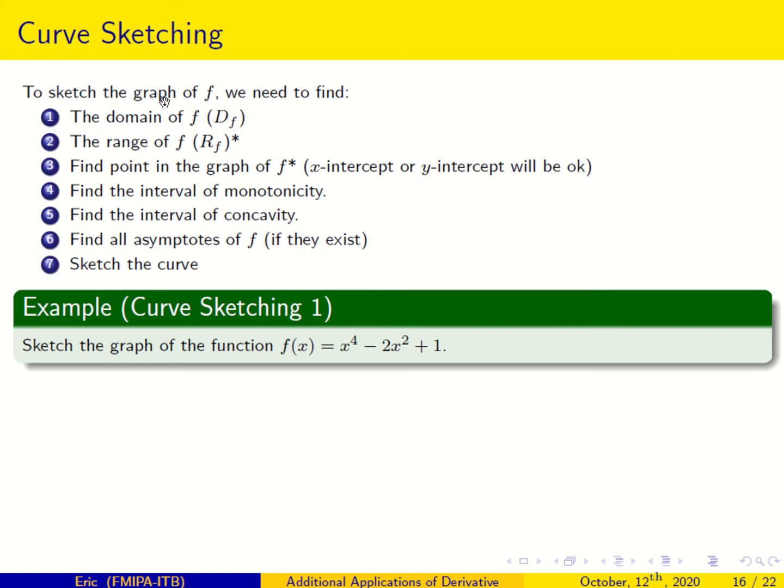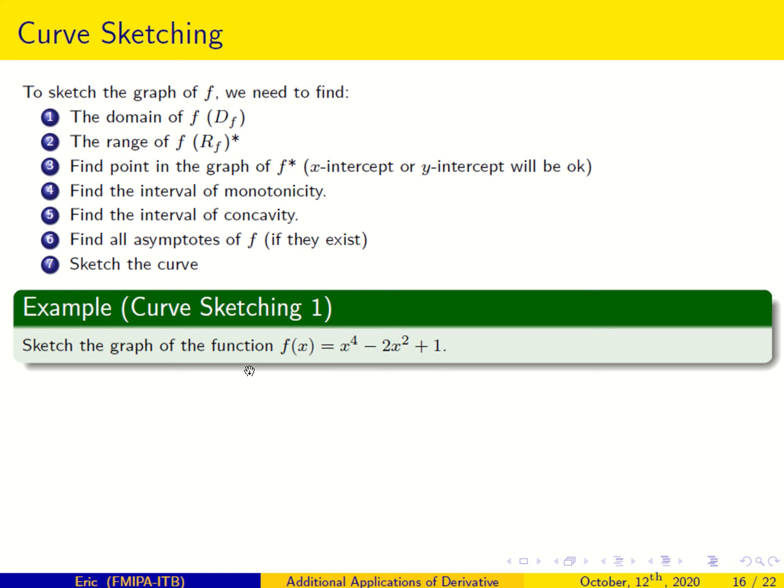To sketch the graph, we need to find the domain of the function, and the range of the function, but this is optional because sometimes it is very hard to find the range. Find points on the graph; it can be x-intercept, y-intercept, or other points. Find the intervals of monotonicity, intervals of concavity, and all asymptotes of f if they exist, and then finally sketch the curve based on all the information above. Sketch the graph of the function x to the power of 4 minus 2x squared plus 1.